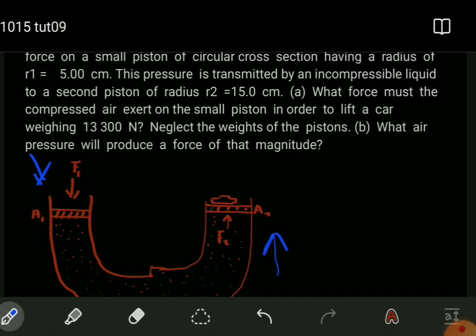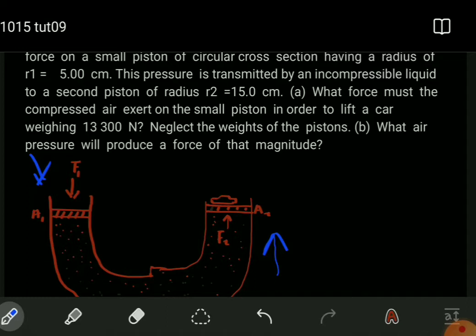Now we want to find the force that must be exerted on the small piston so that we are able to lift the car on the right side, which has a weight of 13,300 newtons. So in this system, we have to find the value of F1. How can we do that? Knowing that this is an incompressible fluid, when we apply pressure on the left, that same pressure will be distributed throughout the fluid until it reaches the other end on the right.